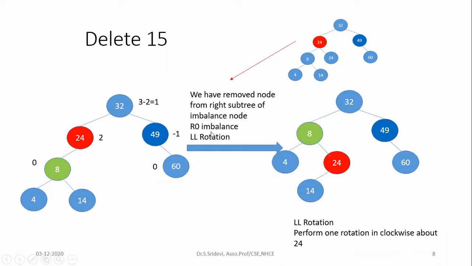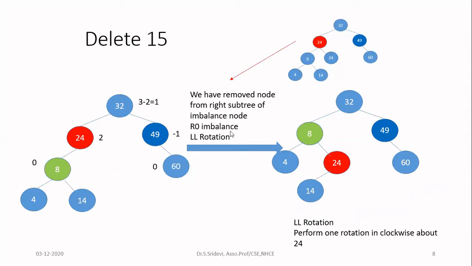And once you find out R0 imbalance, then as I have given in the table, you have to find out what rotation you are going to perform. For R0 imbalance, the rotation is given as LL rotation. So what is LL rotation? Here the letters are different, same. In LL rotation, you have to perform a single rotation in the opposite direction, that is in the clockwise direction.